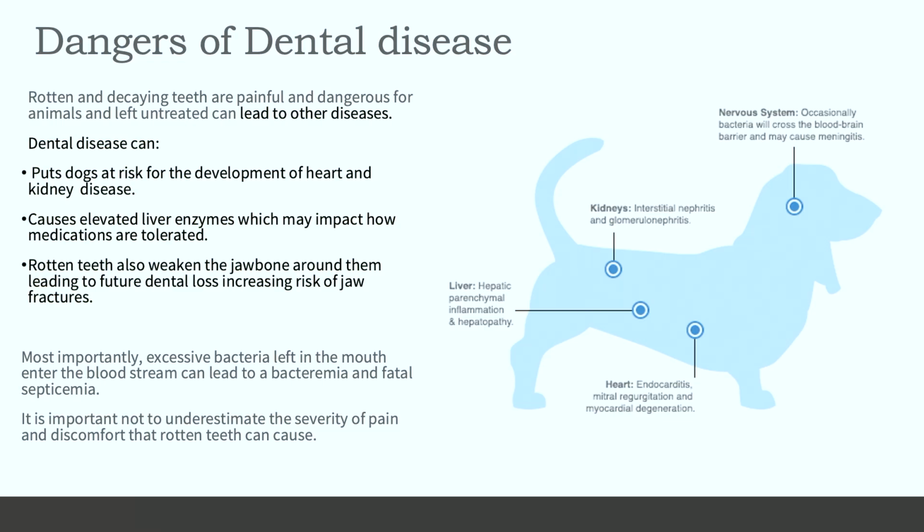So rotten and decaying teeth are painful and dangerous for animals, and left untreated can lead to other diseases. Dental disease can put dogs at risk for the development of heart and kidney disease, and cause elevated liver enzymes, which may impact how medications are tolerated. Rotten teeth can also weaken the jawbone around them, leading to future dental loss and increasing the risk of jaw fractures. Most importantly, excessive bacteria left in the mouth can enter the bloodstream and can lead to a bacteremia and fatal septicemia. It's important not to underestimate the severity of pain and discomfort that rotten teeth can cause.